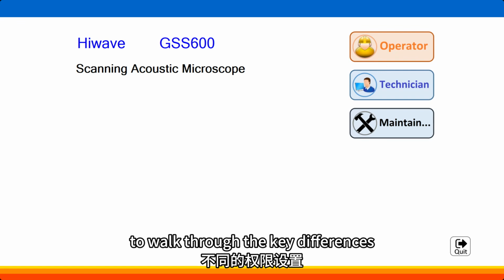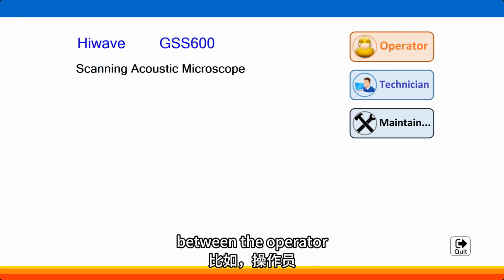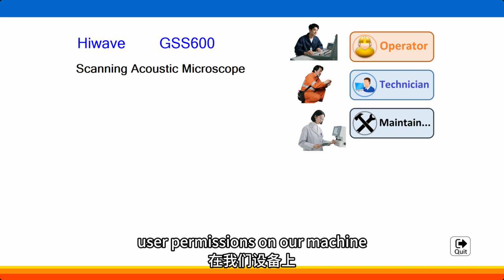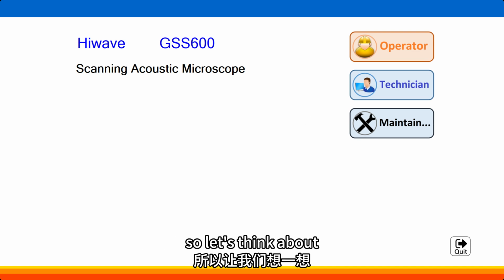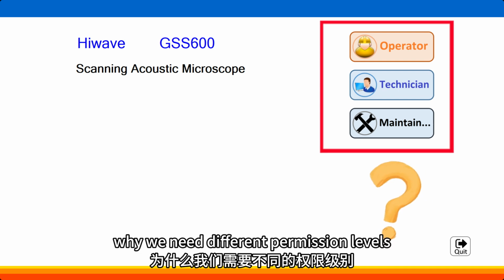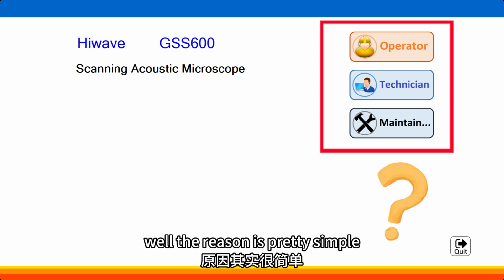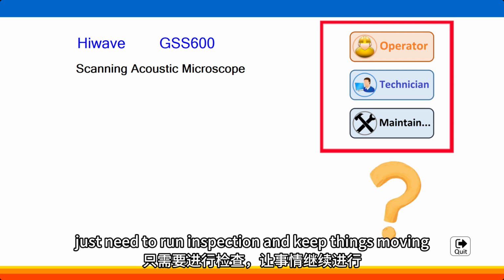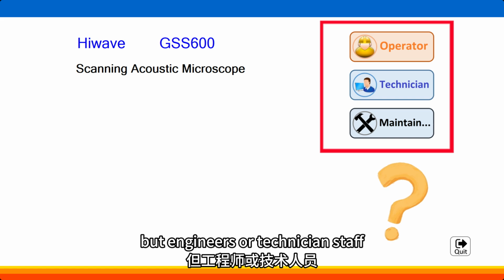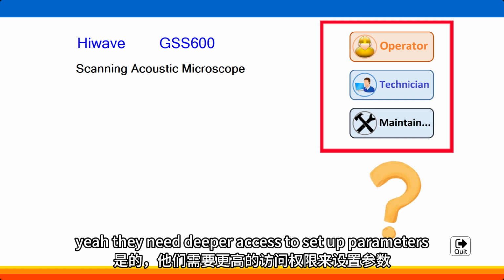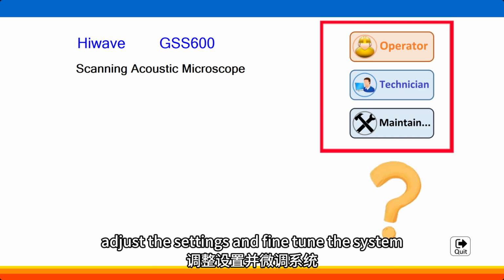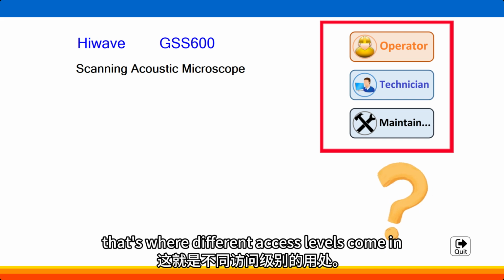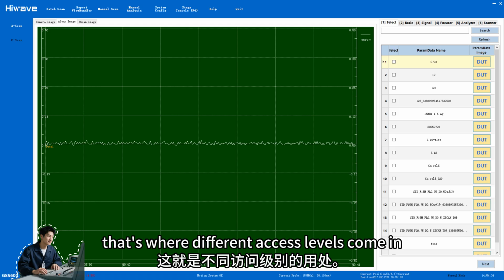Today, we are going to walk through the key differences between the operator, technician, and maintenance user permissions on our machine. So let's think about why we need different permission levels. Well, the reason is pretty simple. Most operators on the plant just need to run inspection and keep things moving, but engineers or technician staff need deeper access to set up parameters, adjust the settings, and fine-tune the system. That's where different access levels come in.